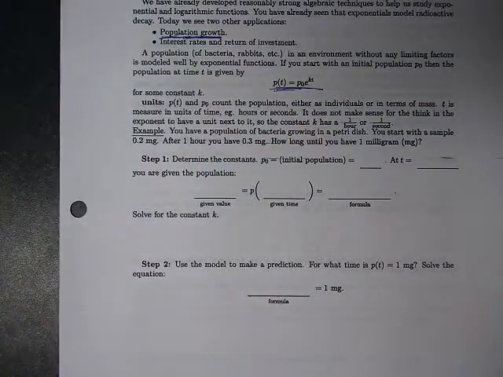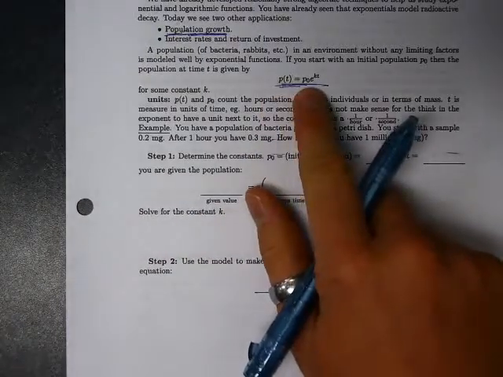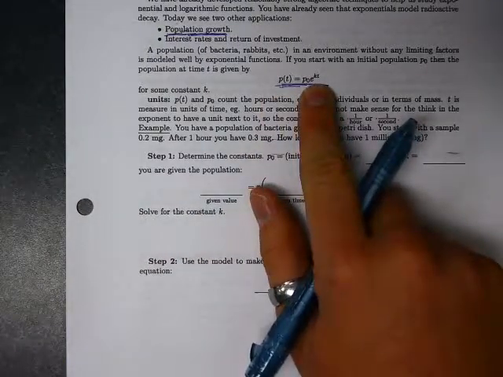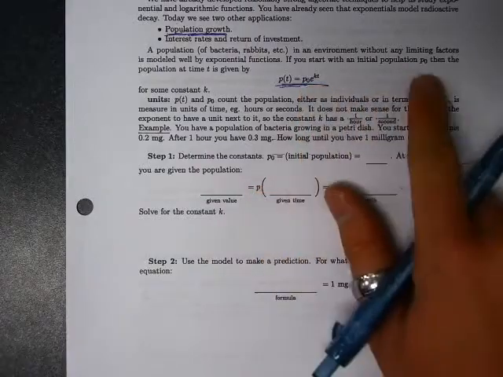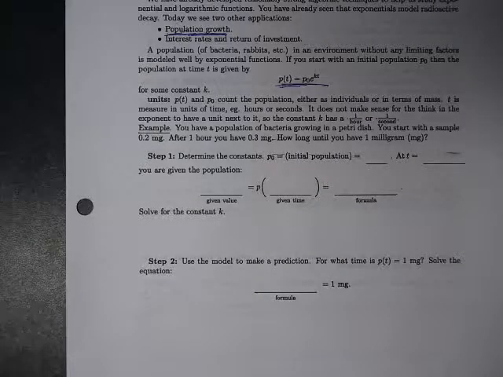Any population in an environment without any limiting factors is modeled by P of t equal to P0 times e to the kt, where P0 is the initial population and k is some constant. Maybe I'll make a comment about units. P0 is whatever the initial population is given in terms of. If it's a population of bunnies, then usually you're given the number of bunnies. If it's a population of, say, bacteria or a slime mold, they won't bother counting individual bacteria. They'll just tell you the mass of the thing.